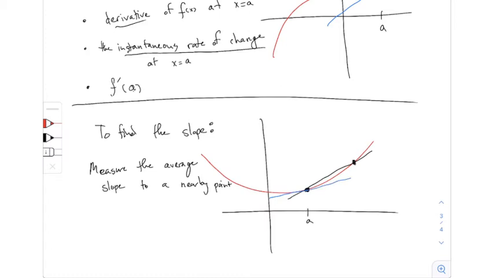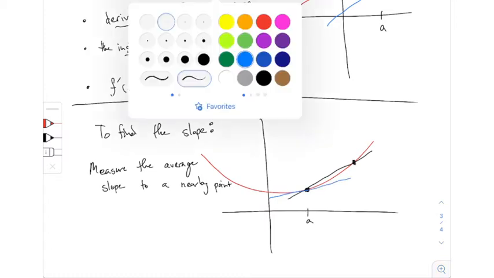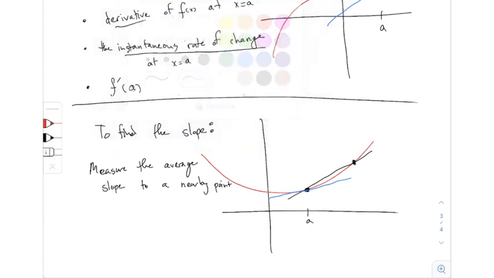Now on this picture, they don't really look all that close. Here's my other point, which I'm going to call b. If I measure the average slope from A to B, that's not the same as the tangent slope. But if you can imagine this point over here, B, was growing closer and closer to A, well then this black line slope would actually approach the blue line slope eventually in the limit. All right? This is the key idea which people figured out. The way to find that tangent slope is by doing a limit of the average slopes.